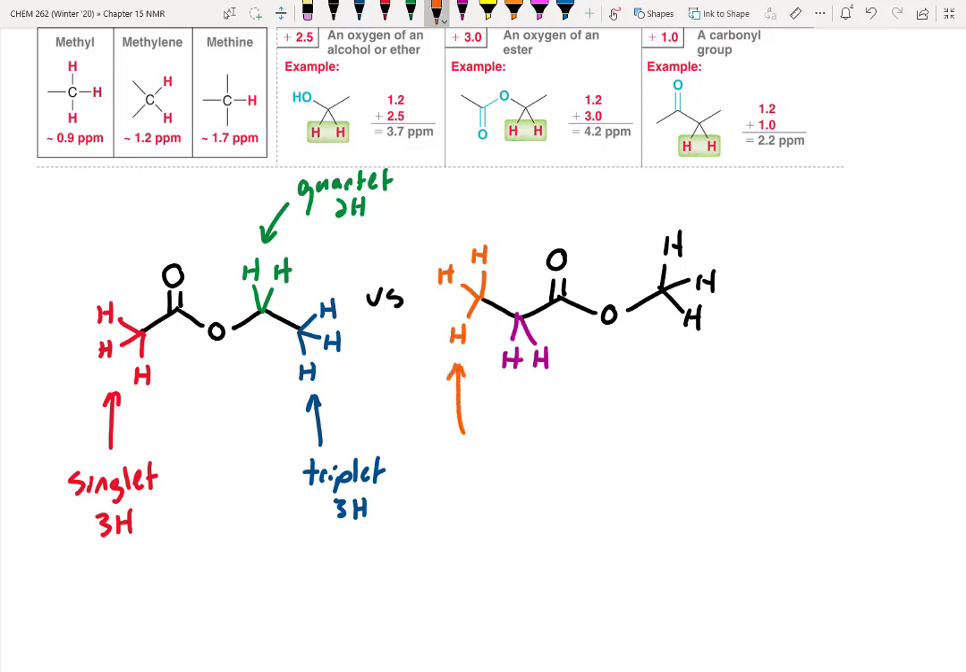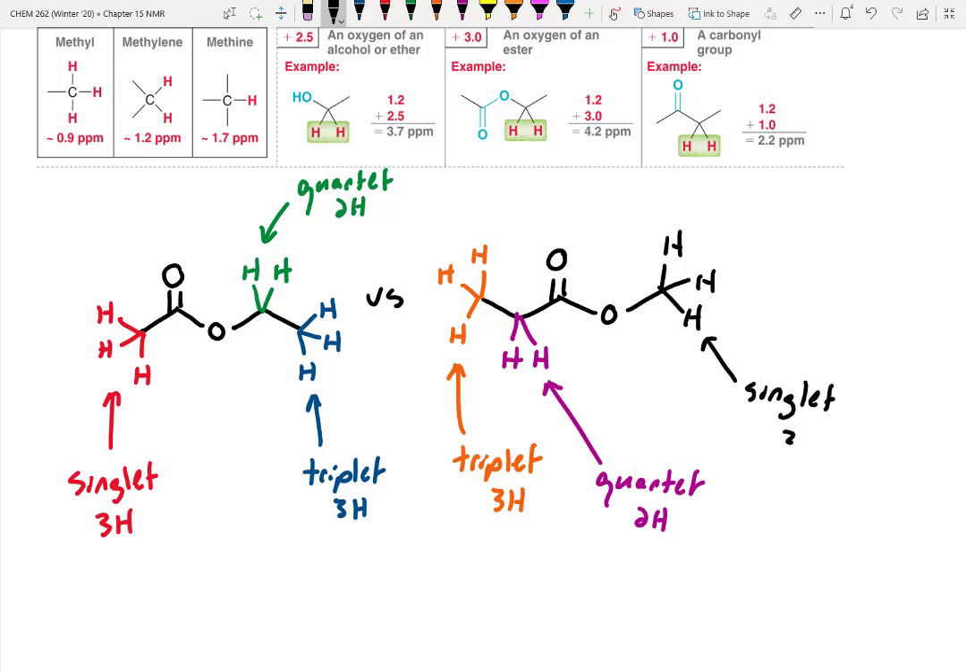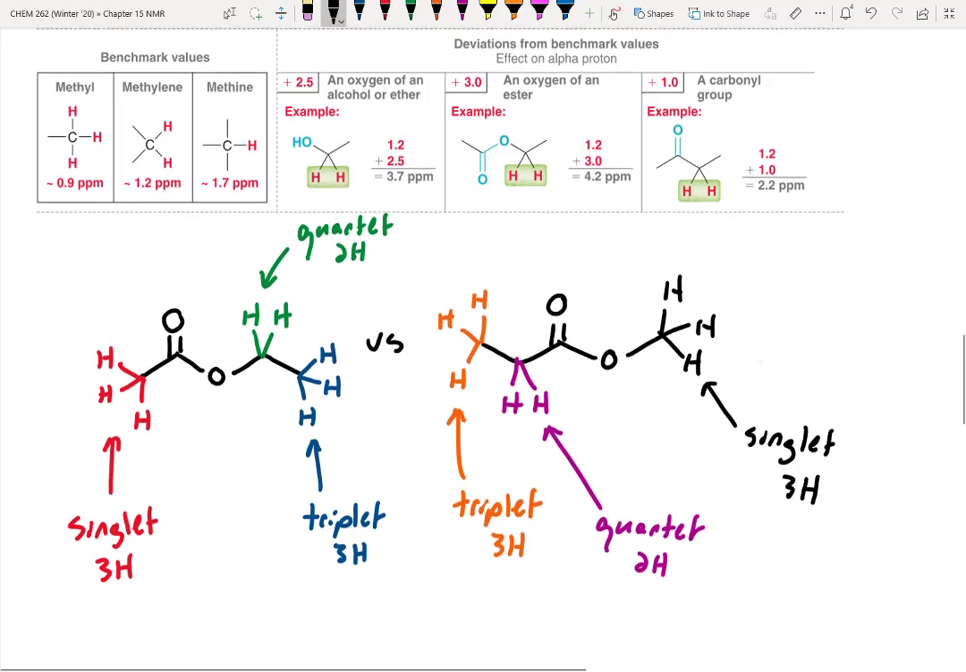Okay, let's do the same thing over here. What would this one be? Triplet. 3H. Okay, over here. For your quartet, 2H. And over here, singlet, and 3H. So looking at the integrations and splitting, can we tell these apart? No, right? We'd expect the same integrations to occur with the same splitting for either molecule, but they are very different molecules, right? So in the Klein textbook, what he gives you is these guides.